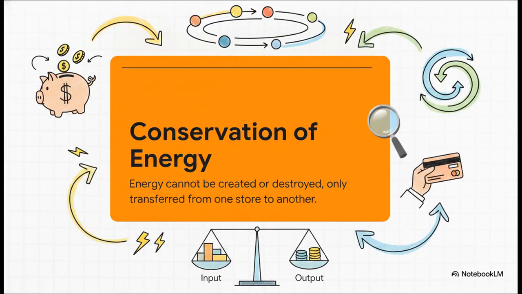And that brings us to the absolute golden rule of physics, the principle of conservation of energy. This principle states that energy cannot be created or destroyed. It can only be transferred from one store to another. You can think of it kind of like a closed bank account. The currency, which in this case are our joules, just changes forms or moves between different accounts, but the total balance always stays exactly the same. The total energy input is always going to equal the total energy output.